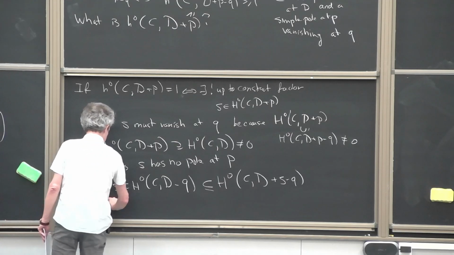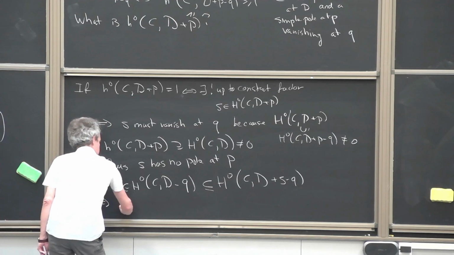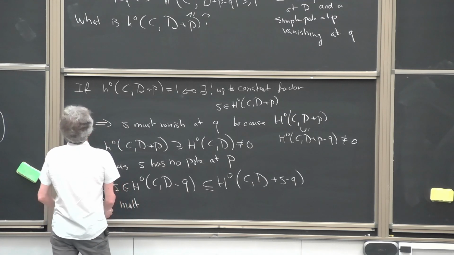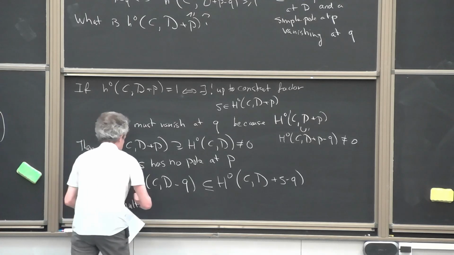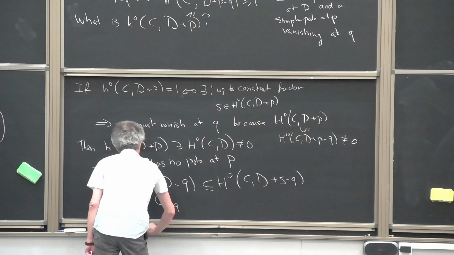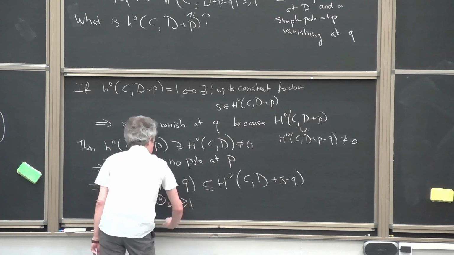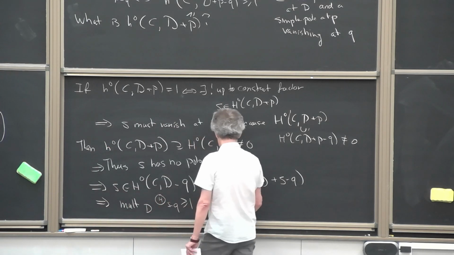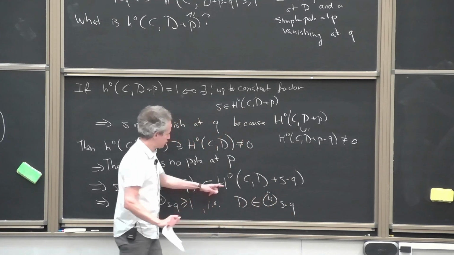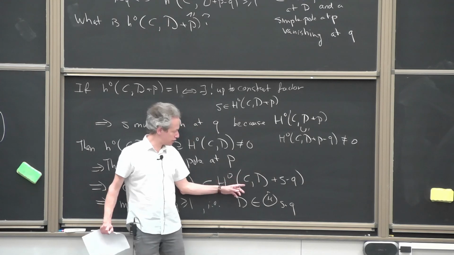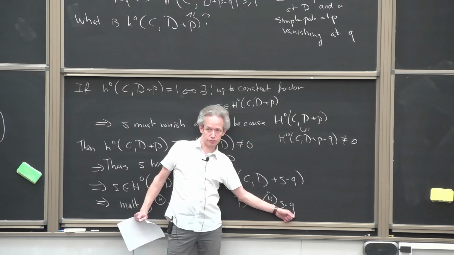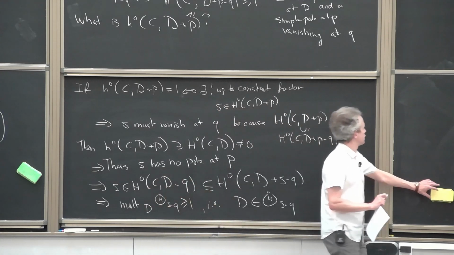But this means that the multiplicity of the theta divisor translated by S minus Q at the point D is also at least 1, which is to say that D just lies in theta S minus Q, right? I mean, the fact that this is not 0 by definition means that this is a point of the theta divisor translated by S minus Q. Okay. Let me do the second case.